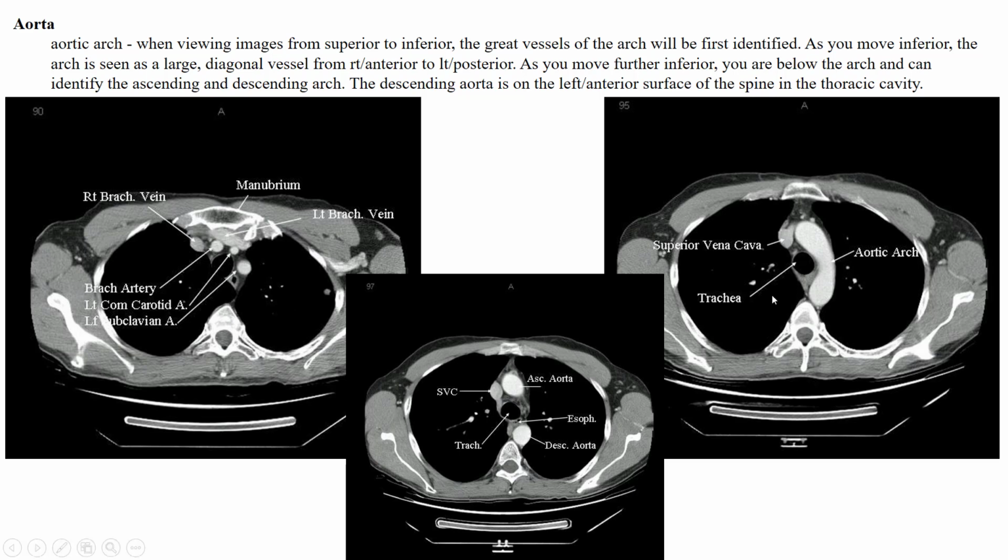And then if we move more inferiorly than this slice, then you'll see that the aortic arch has become two distinct vessels, the ascending aorta and the descending aorta. And the SVC again lies to the right of the ascending aorta. Posterior to these two vessels is the trachea. You've got the esophagus sitting here in between the trachea and the descending aorta.